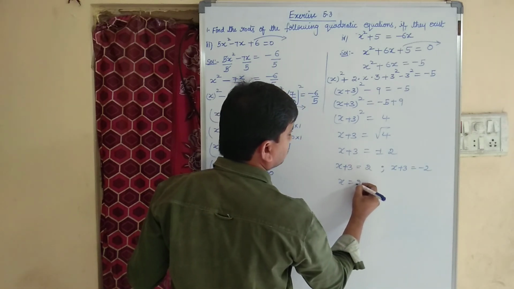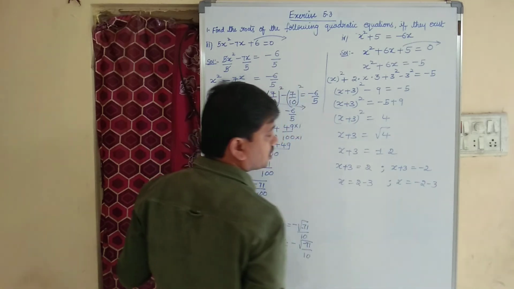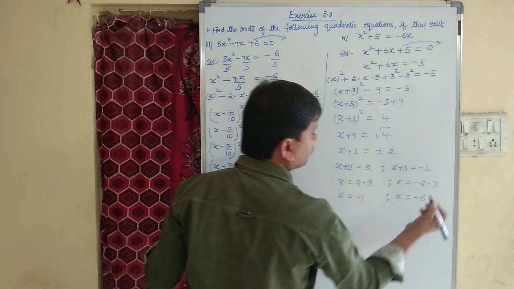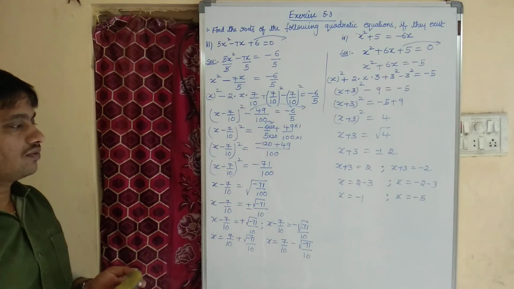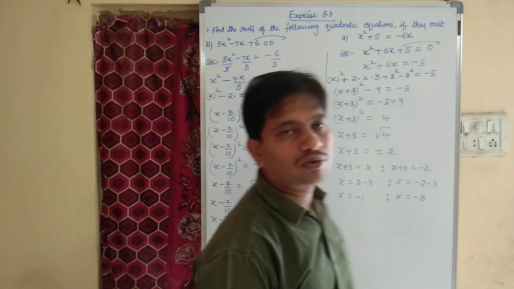So plus 2 you transpose, 2 minus 3, and minus 2 minus 3. So 2 minus 3 is minus 1, minus 2 minus 3 is minus 5. So what are the two roots of the quadratic equation? One is x equal to minus 1 and the second one is x equal to minus 5.